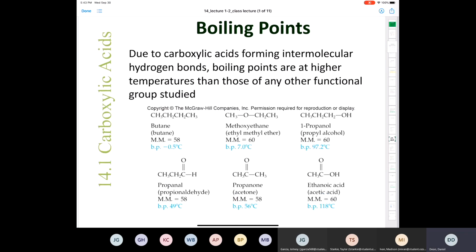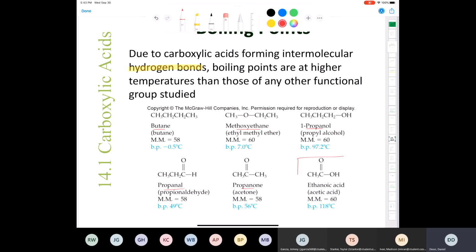It says here, due to carboxylic acids forming intermolecular hydrogen bonds, which is the strongest type of intermolecular force, the boiling points are at higher temperatures than those of any other functional group that we studied. If you take a look at all of these molecules, they all have a molar mass somewhere between 58 and 60. And if we look at the first one, we have butane, which is an alkane. We have methoxyethane, which is an ether. 1-propanol, which is an alcohol. We have an aldehyde and a ketone, propanone and propanal. And then we have the carboxylic acid.